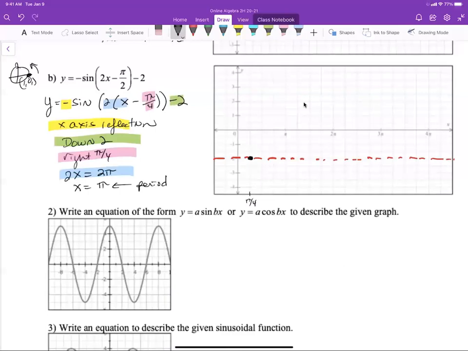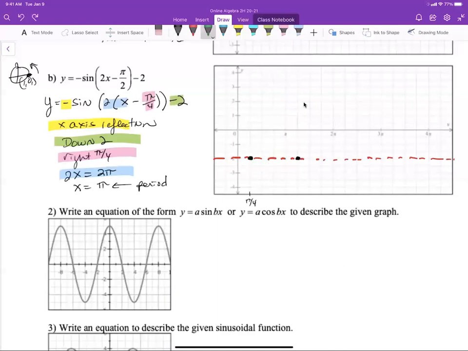I know my period is pi, so I'm going to move that over 1, 2, 3, 4 tick marks. 4 pi over 4 is pi. And I have an x-axis reflection. So normally sine goes up, but because I have an x-axis reflection, I'm going to start downward.